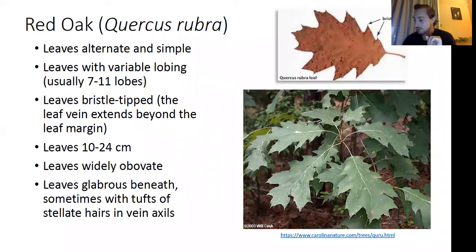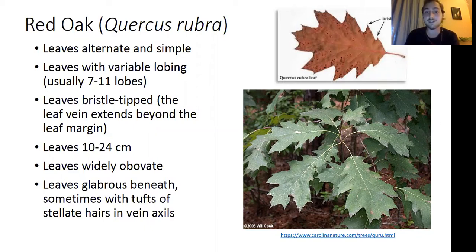And a bristle-tipped leaf refers to the extension of the vein beyond the leaf, forming a bristle, which is a hair-like structure on the margin of the leaf. So those bristle tips are these tiny little points right at the end of the leaf that is not apparent in white oak group species.